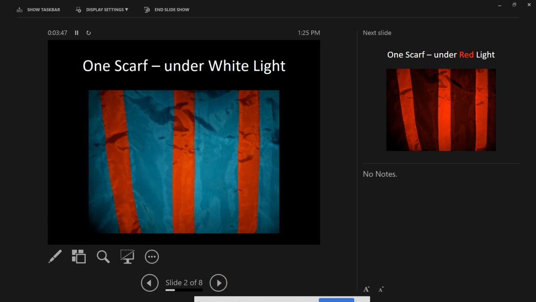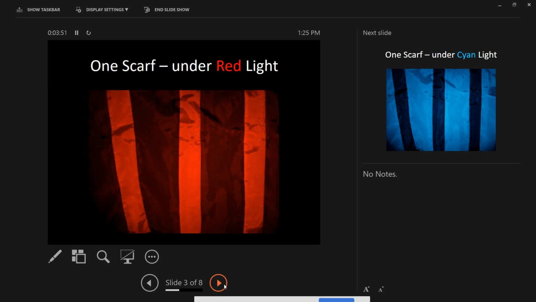Now, same scarf, same picture, different light. So instead of having the white light on, they took a red spotlight. Same deal. Turned it on. What does it look like now? Tell me what you see. Red. It looks red? What looks red? The scarf, the whole thing just looks like a red scarf. One color. 2 different reds.